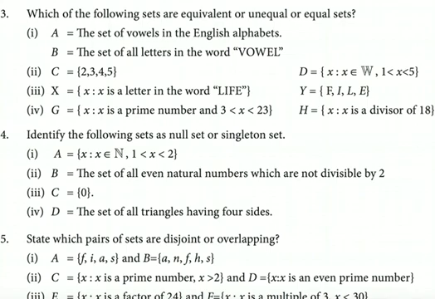x is a prime number between 3 and 23. Prime numbers means 5, 7, 11, 13, 17, 19. Okay, so there are 6 prime numbers in between. So this is also unequal to the rest. D is x varies from 1 to 5, that means 2, 3, 4. This is also unequal to the rest of the 5.